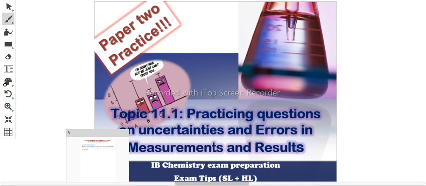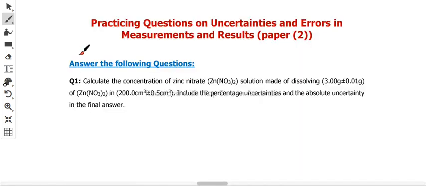So, let's get started. We're going now to start with some past paper questions. We're going to apply on how to find the total percentage uncertainty, how we can calculate our final answer to a correct number of significant figures, besides finding the absolute uncertainty for the final answers. So let's start with our first question.